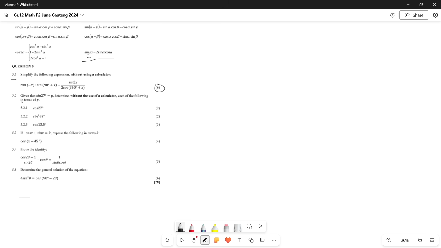answer for 6 marks. So the best thing to do for 5.1 is to draw our CAST diagram so that we could place any of them and then expand any double angles or compound angles so that we can simplify accordingly. But that just earned us 6 marks over there.